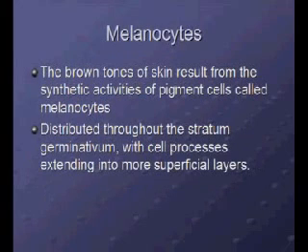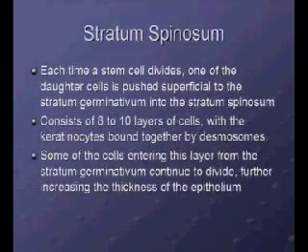Another cell type is referred to as melanocytes. Melanocytes give the brown tones of skin and result from the synthetic activities of pigment cells. These are referred to as melanocytes. They're distributed throughout the stratum germinativum with cell processes extending into more superficial layers. The stratum spinosum: each time a stem cell divides, one of the daughter cells is pushed superficial to the stratum germinativum into the stratum spinosum.